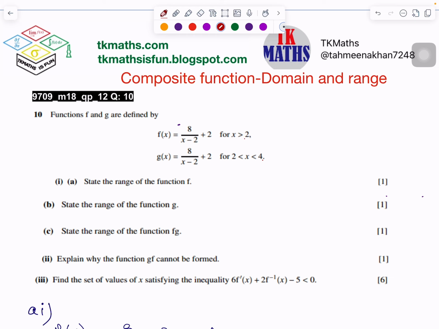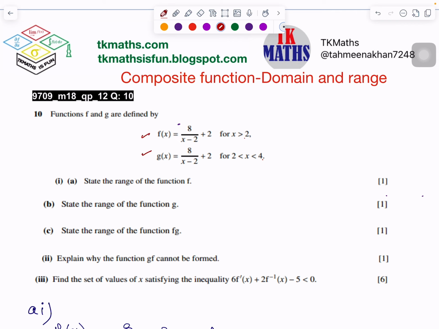The two functions are given to you, f of x and g of x, but the domains are different. You can check here, right? First part of the question is saying find the range of the function f. So if you see, this part of the graph is a reciprocal function, and you know the shape of the reciprocal is like this. Now if I look at this function, the question is saying the values of x are greater than 2.